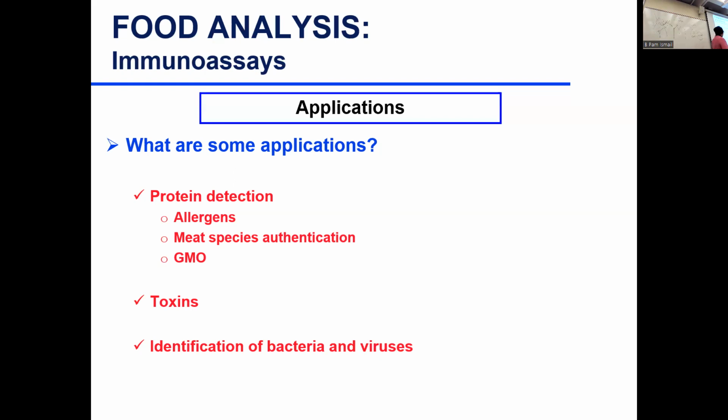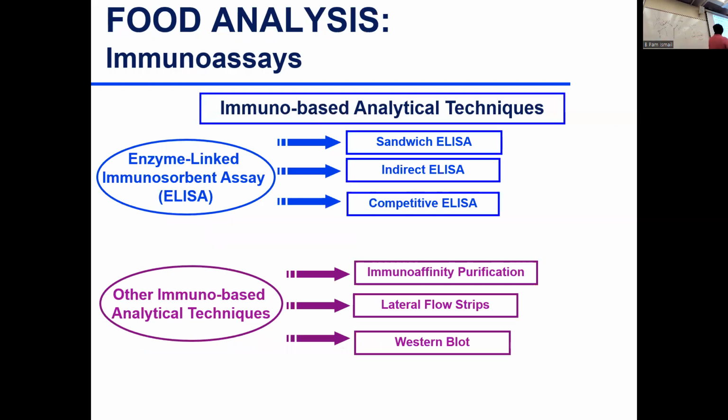Toxins, we're going to give an example about aflatoxin. Identification of bacteria and viruses is another application. So we're going to learn about enzyme linked immunosorbent assay, ELISA. Enzyme linked, so we use an enzyme, we link it to either an antigen or to an antibody, and we utilize that in an assay to detect the presence of the antigen. So we're going to learn today about sandwich ELISA.